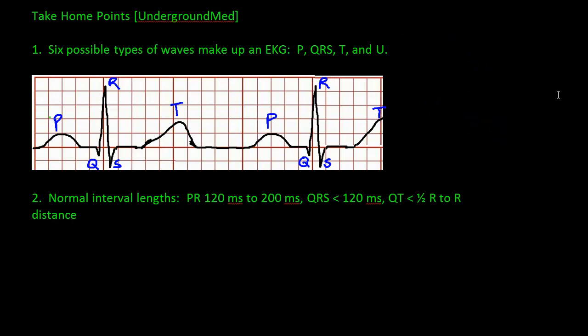So here are the take-home points from our video. There are 6 possible types of waves that make up an EKG: P, Q, R, S, T, and U. Remember that the Q and the U are not normally present. The second take-home point is to know the normal interval lengths.